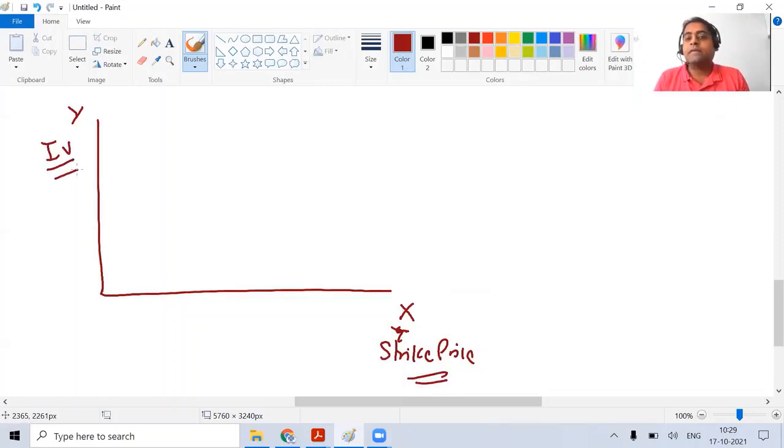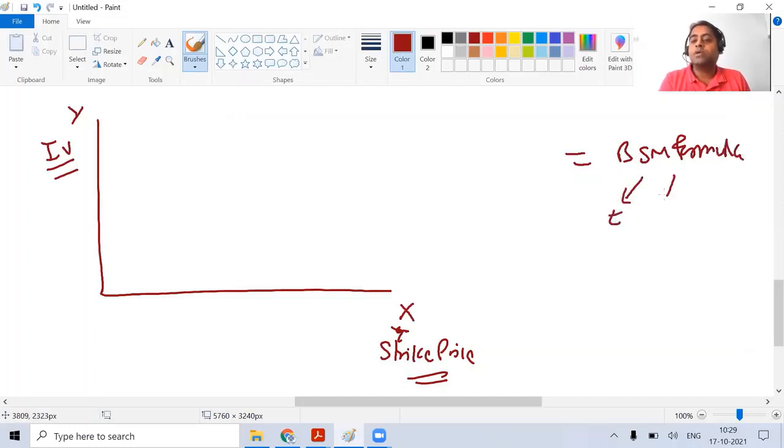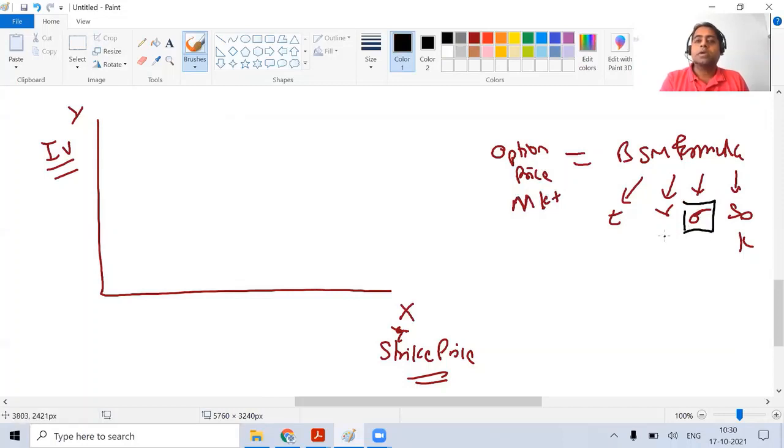In simple language, suppose we have the BSM formula, how do we find implied volatility? In that formula, you have T, you have R, you have sigma, you have a lot of things, S0, you have K. And then on the left-hand side, you take the option price, which is the market price. You skip the sigma, you put everything else into that formula and you find the implied volatility.